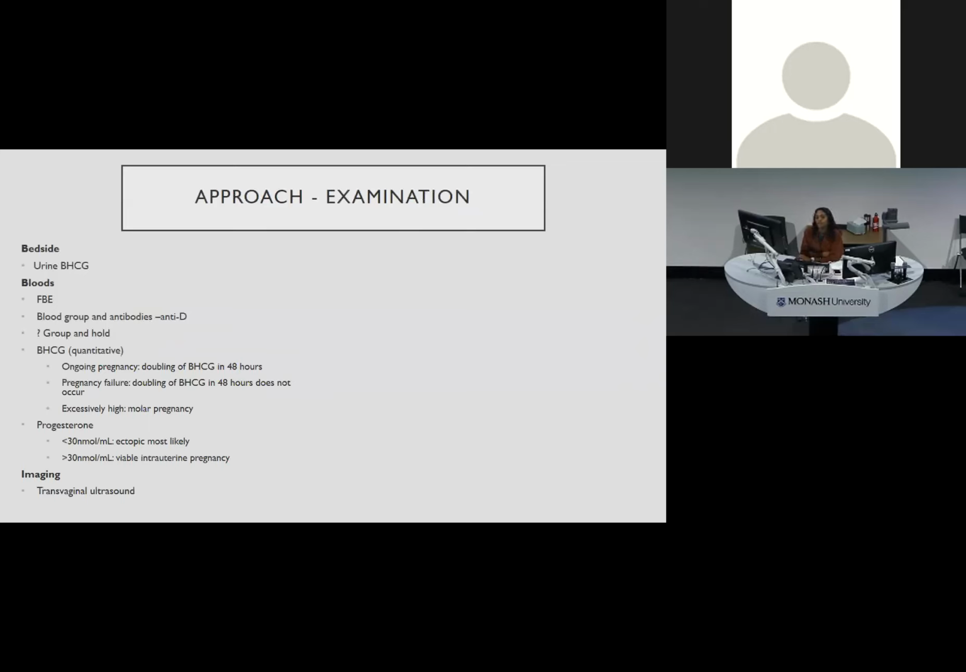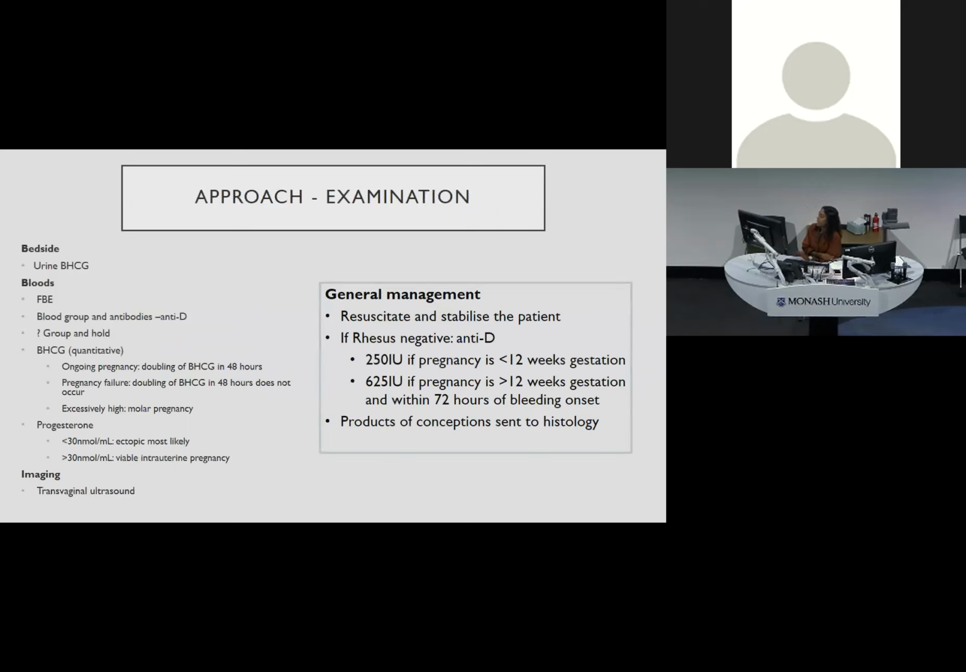Progesterone is another blood test you can do to think about where the actual pregnancy has embedded. So less than 30 nanomoles, most likely to be extrauterine. Greater than 30 nanomoles would be an intrauterine pregnancy. And then you'd also want to do your transvaginal ultrasound because it helps you identify the location of the actual pregnancy.